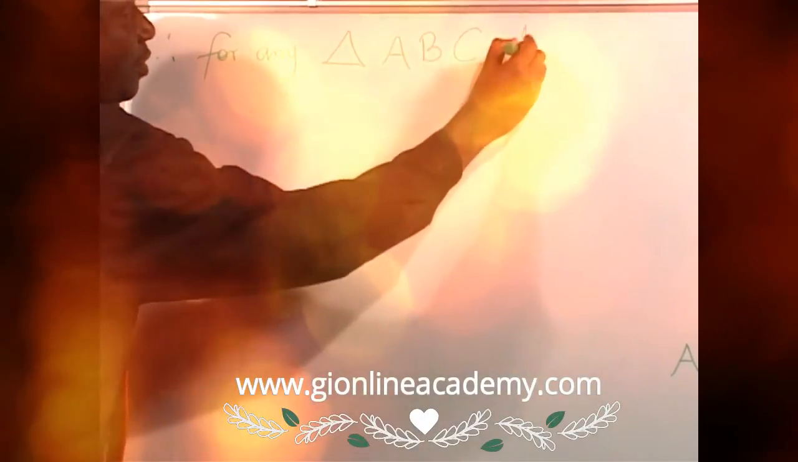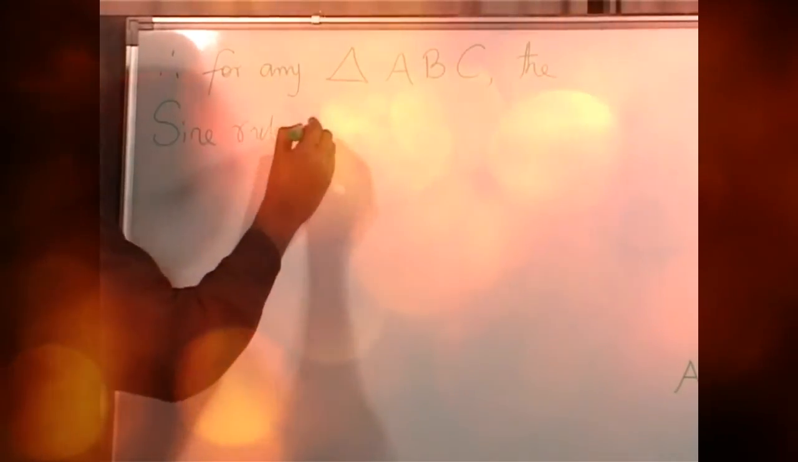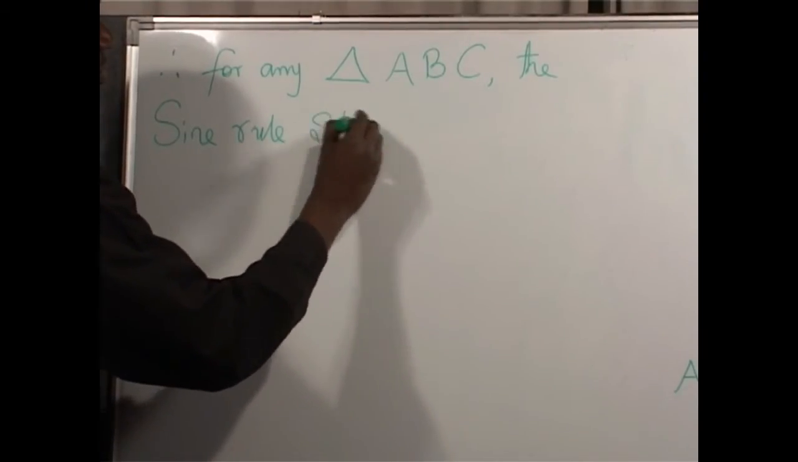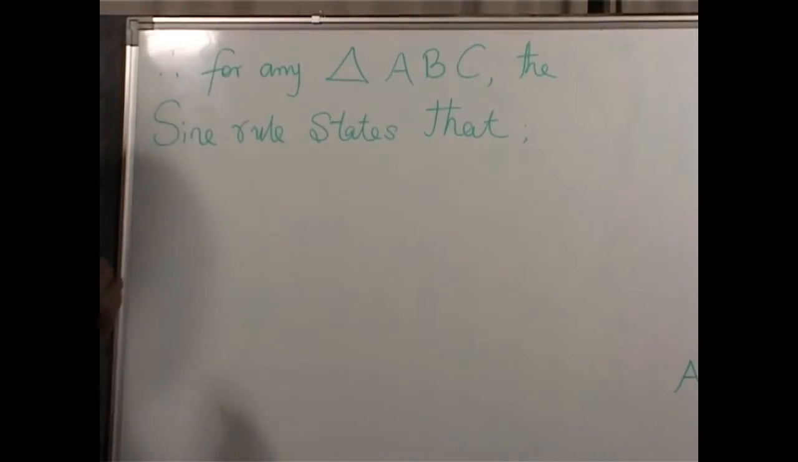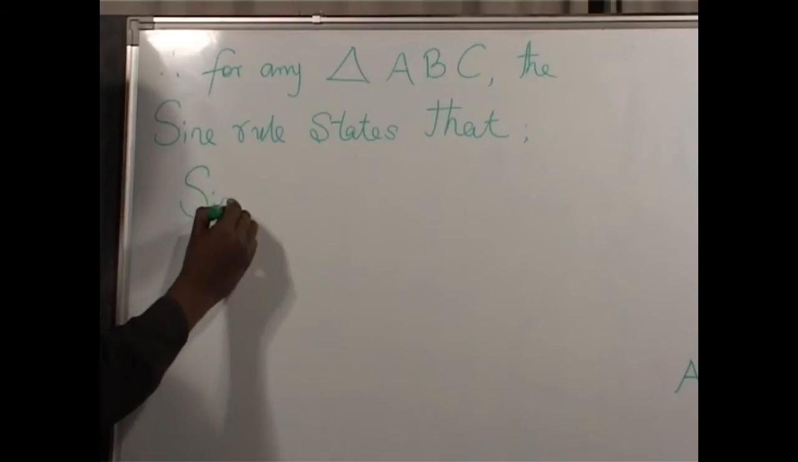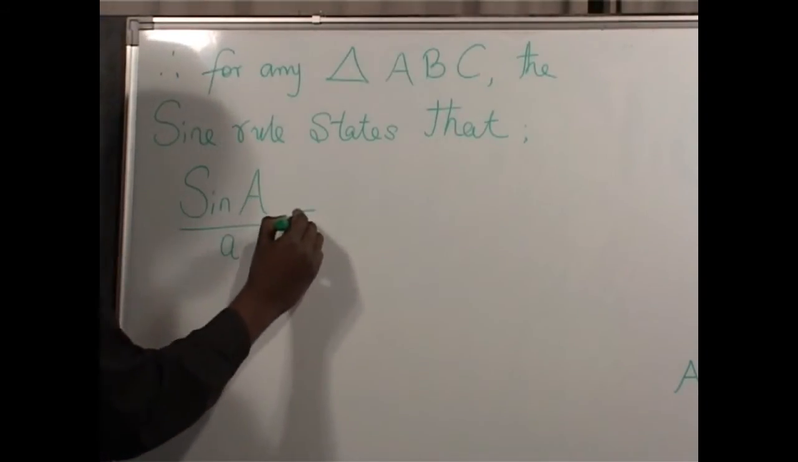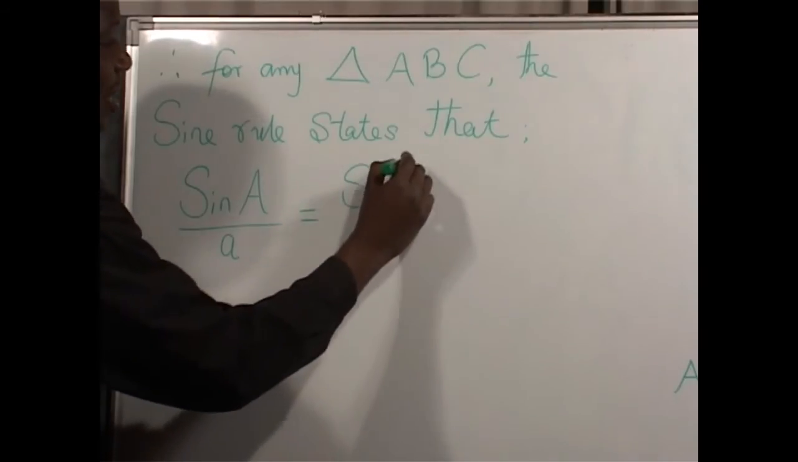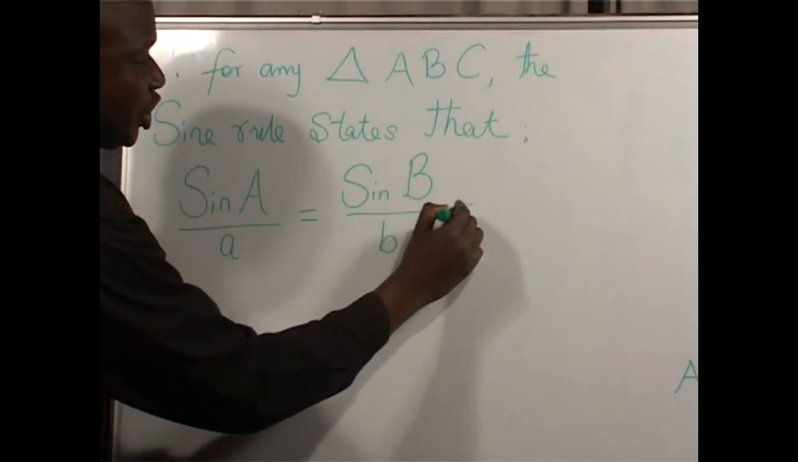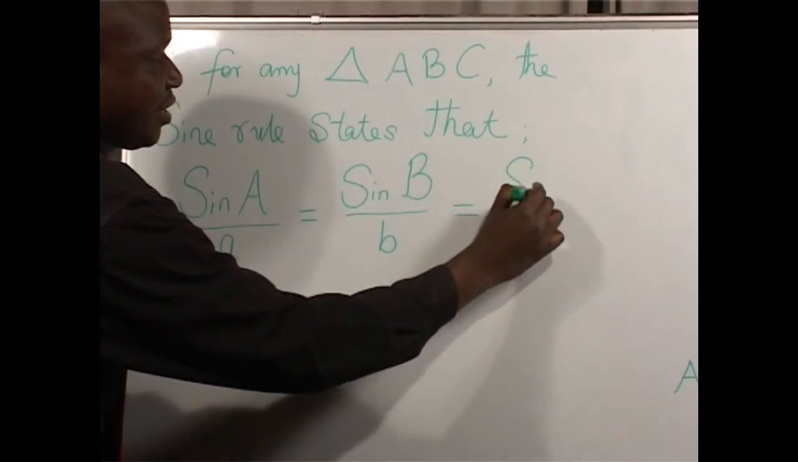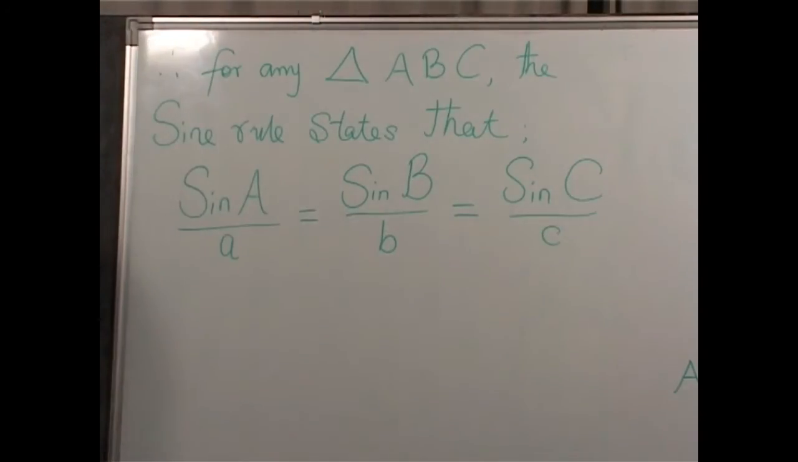ABC, the sine rule states that the sine of the angle A, when divided by the side A, is equal to the sine of the angle at B divided by the side opposite that angle, and this ratio is equal to the sine of the angle at C divided by the side C, which is opposite to the angle at C.